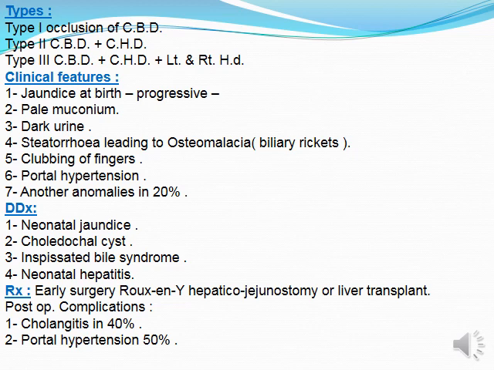Treatment: early surgery in the form of Roux-en-Y hepaticojejunostomy or liver transplant. Postoperative complications include 1 cholangitis in 40%, 2 portal hypertension in 50%.